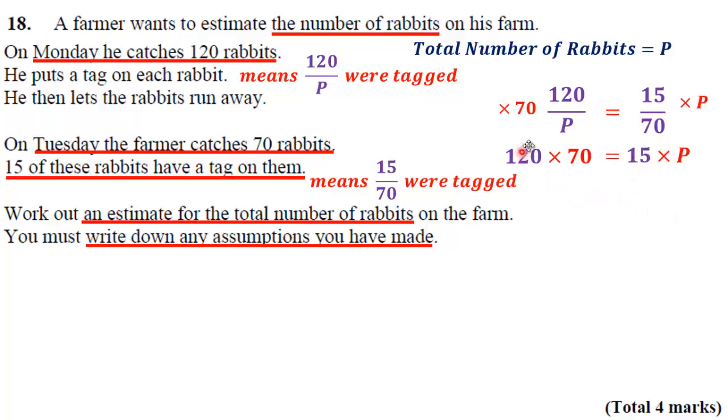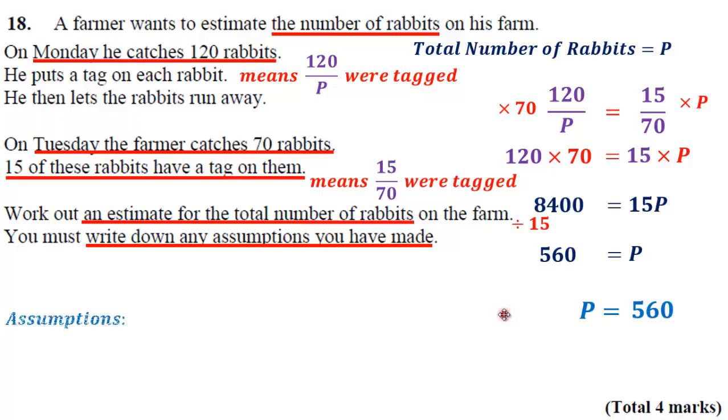If we just tidy this up, I could go to my calculator. 120 times 70, 12 times 7 is 84 with 2 zeros after it, 8,400. And 15 times P is just 15P, writing in algebraic speak. Now, that 15 is times the P, so to get rid of that 15, I need to divide 8,400 by 15. Again, go to your calculator and work this out. You should get 560, and that tells you that P is 560. In other words, there were 560 rabbits on the farm originally. Okay, so P is 560.